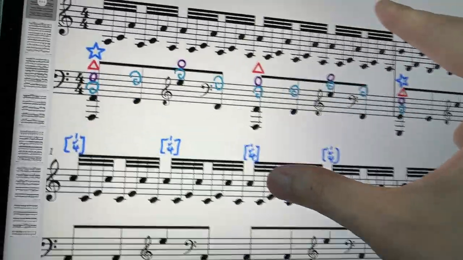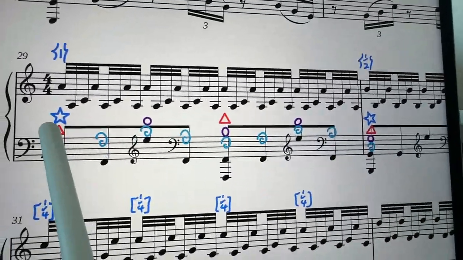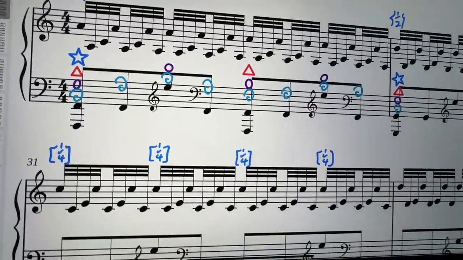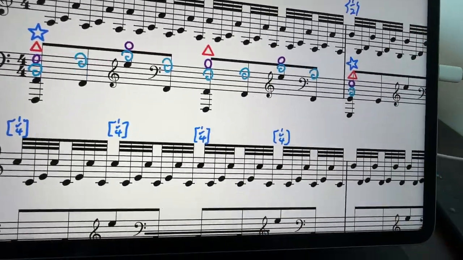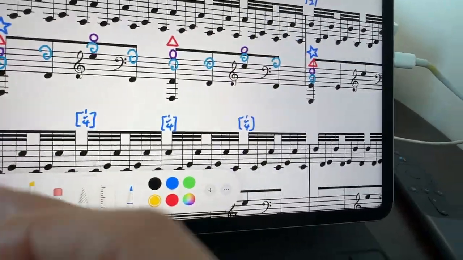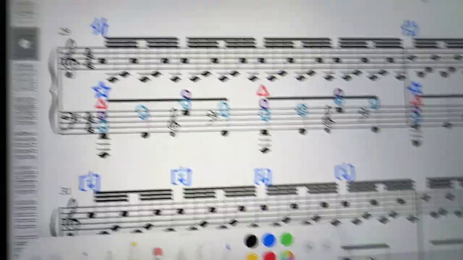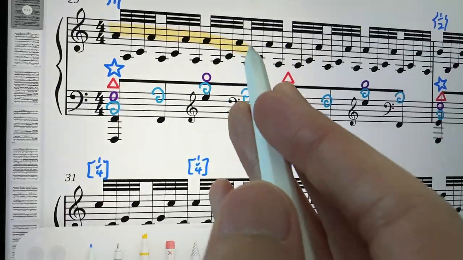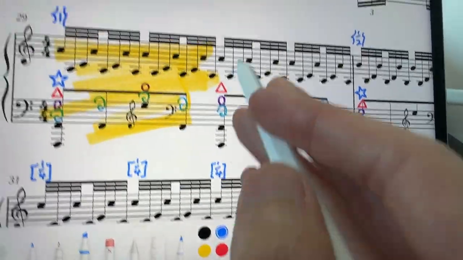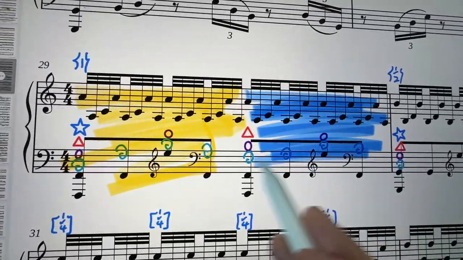Sometimes you can visually tell though. For instance, this is a very complicated measure, but you might be able to roughly see where the first half and second half of the measure are. I think I might have to adjust this a bit. So for instance, we've got this first half here, and then we have this second half over here.